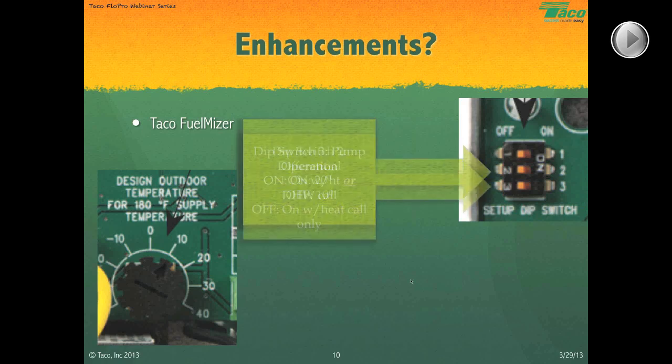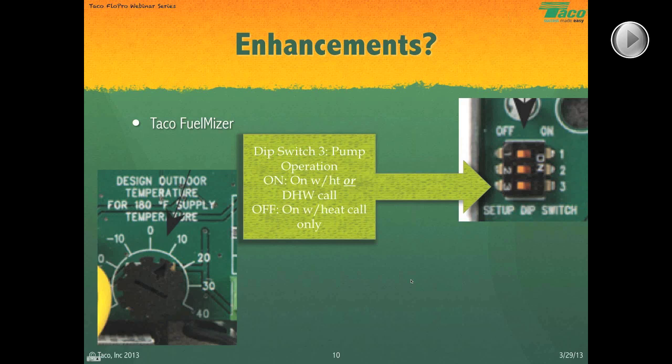And then dip switch number 3 is the pump operation. If you have a primary secondary piping arrangement and outdoor reset, and you want the boiler circulator or the primary circulator to fire every time there's a call for heat, you're definitely going to want to disconnect that circulator from the boiler control, from the C1, C2 terminals, and wire it into the fuel miser. And then you want it to come on whenever there's a call for heat. So in the on position, that circulator will come on whenever there's a call for heat or domestic hot water.